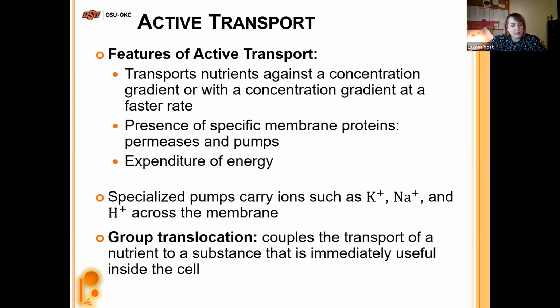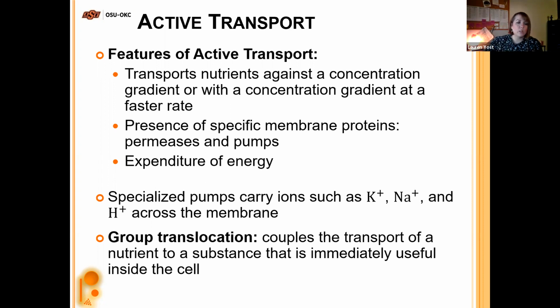All right, features of active transport. Active transport is transporting anything against the gradient. So y'all got those bouncy balls outside my door and you're trying to shove them through and I don't want any. So I start shoving them back. That's active transport. It's going against the gradient. And it's usually at a faster rate because we're putting energy into it.